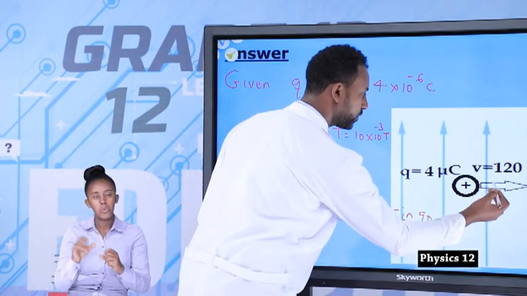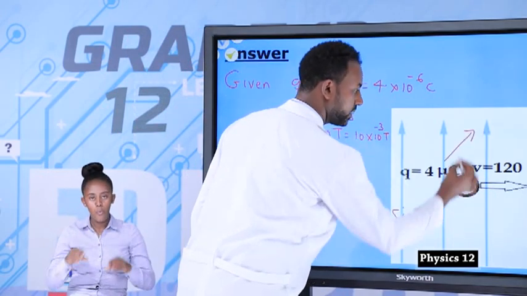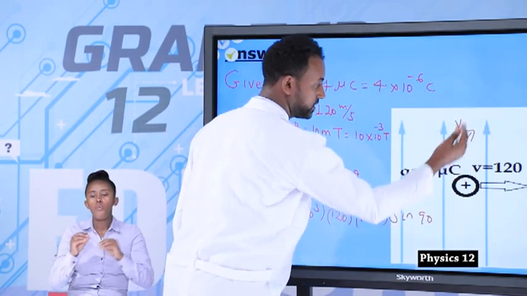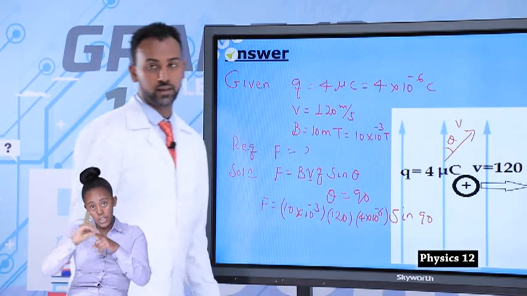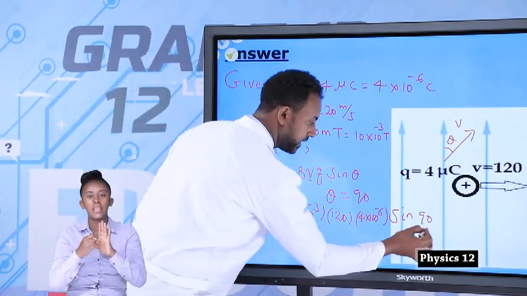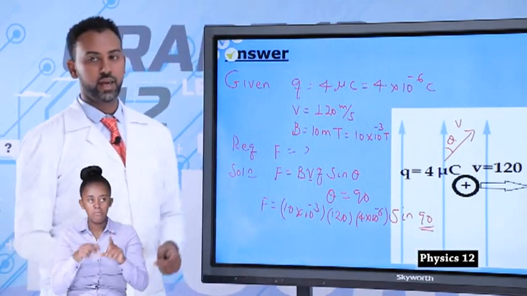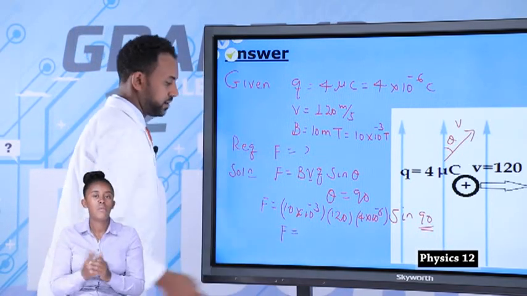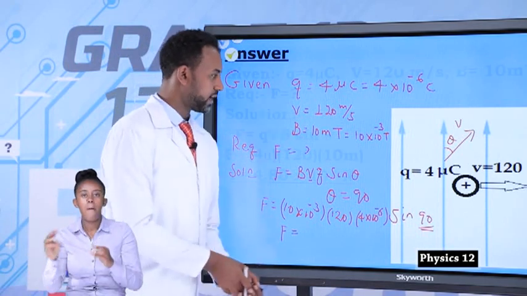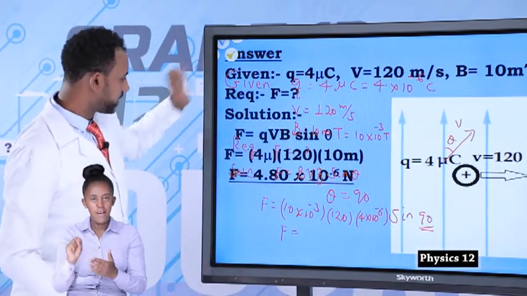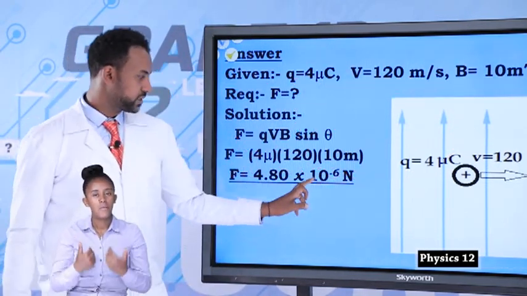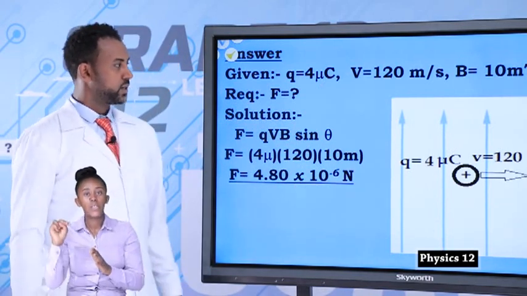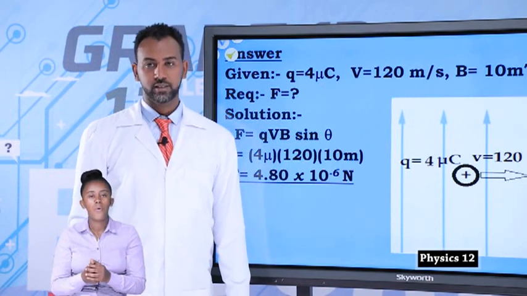For example, if this charged body is moving like this, if the velocity or the motion of the charged particle is in this direction, there is an angle theta, so you have to put that angle. In this case, it's 90, so sine 90 is 1. So we can determine the magnetic force as 4.8 times 10 to the power of minus 6 Newton. I hope you have found this answer.